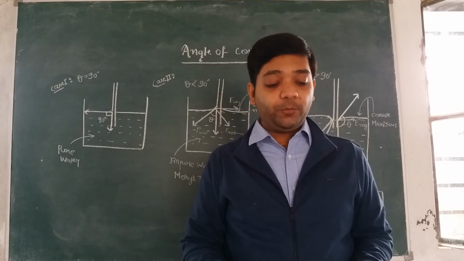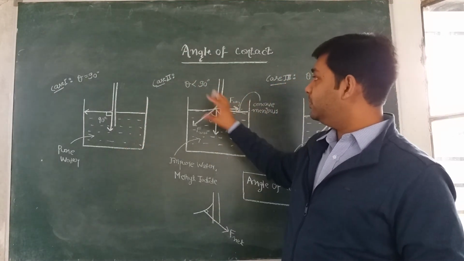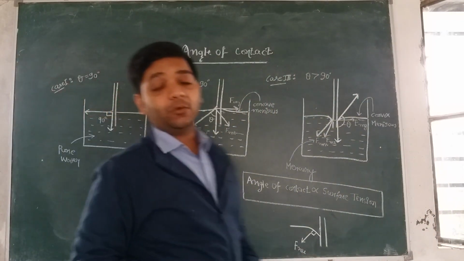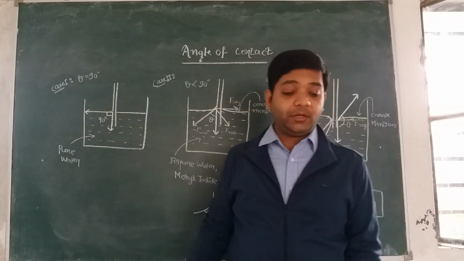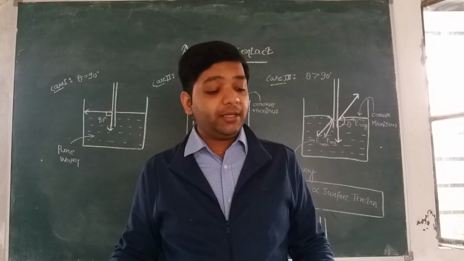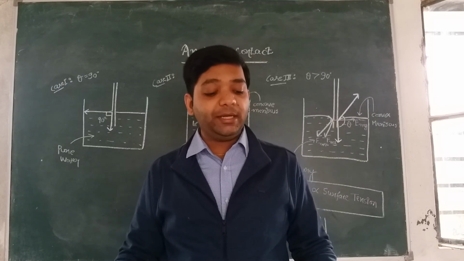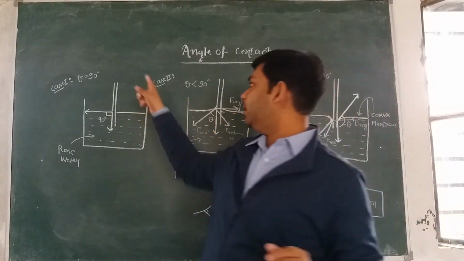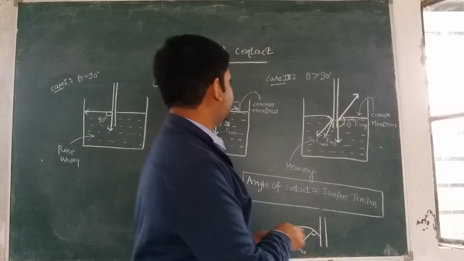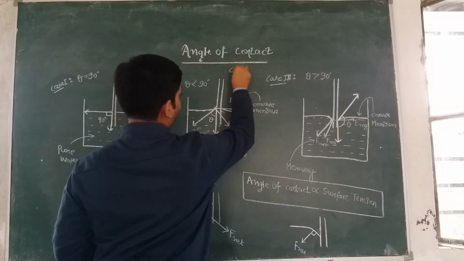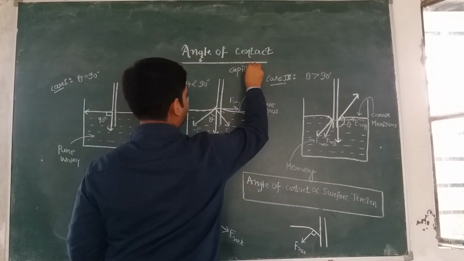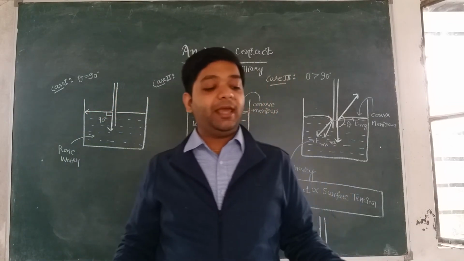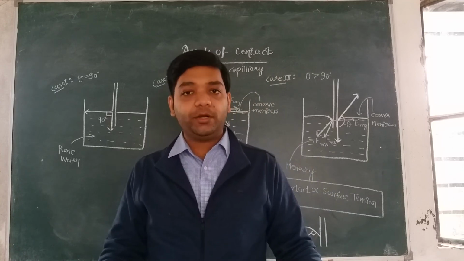So please write down a few points under case 2. Okay, first write in case 1, theta is equal to 90 degrees. Under this case, please write down the points. First point, the level of liquid in the capillary tube will be horizontal. This is also called a capillary tube. The spelling of capillary is C-A-P-I-L-L-A-R-Y.